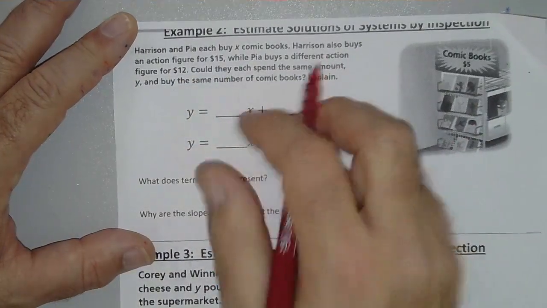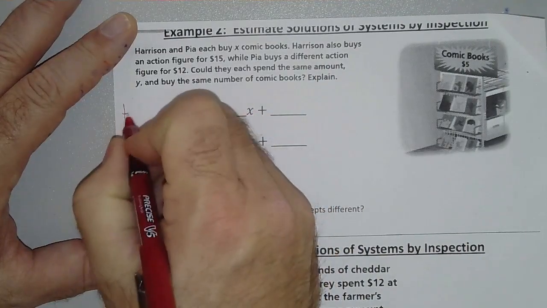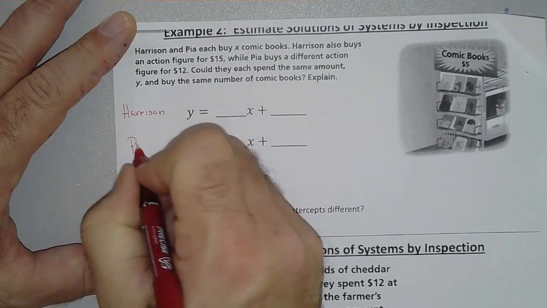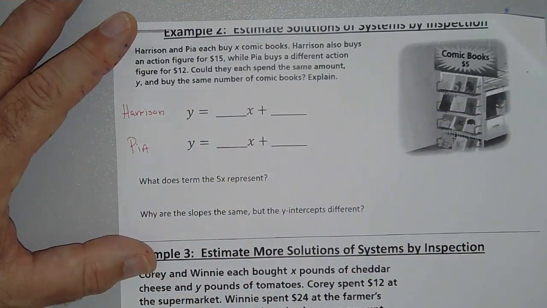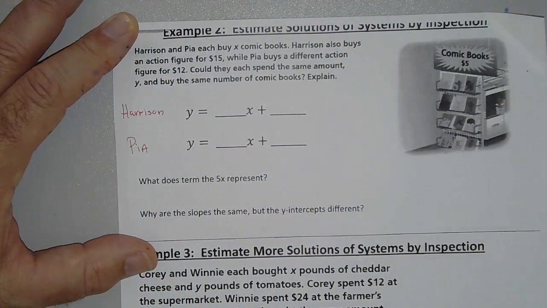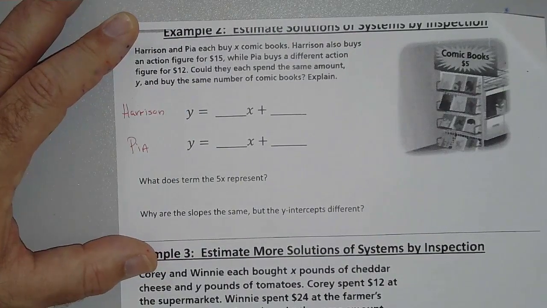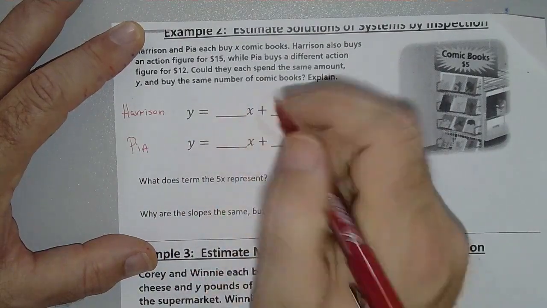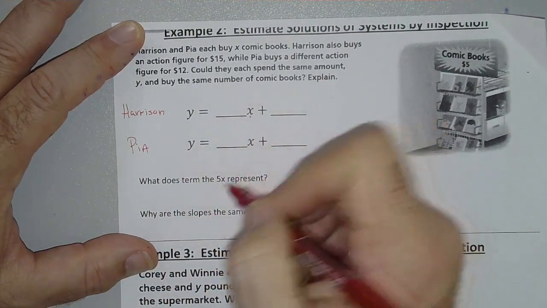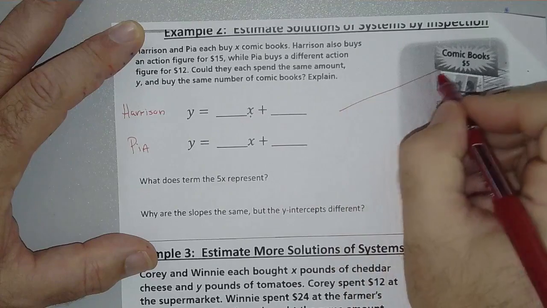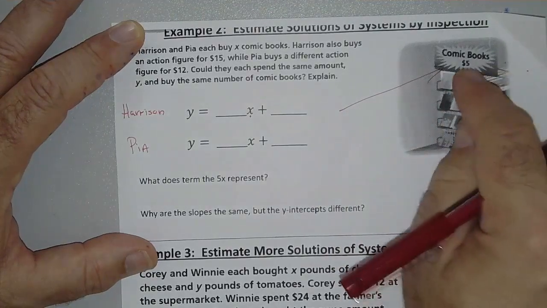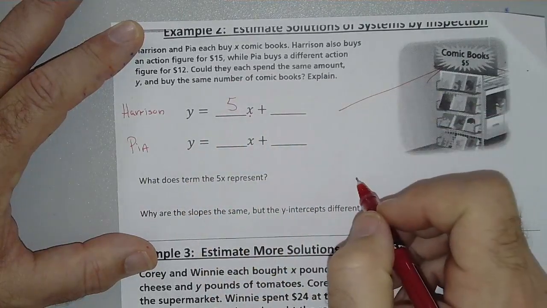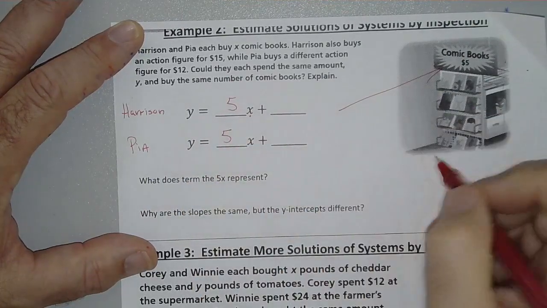All right, let's look. So just so I can keep this straight, and this always helps, labels are wonderful because then I don't have to remember anything while I'm doing this. So when I set that up like that, now I have Harrison. How much did Harrison spend on comic books? Well, we don't know. That's this part right here. But we know how much a comic book costs because, tricky trickster, this book says it's $5. You've got to look in the picture. So he spent $5 per comic book. Pia spent $5 per comic book.